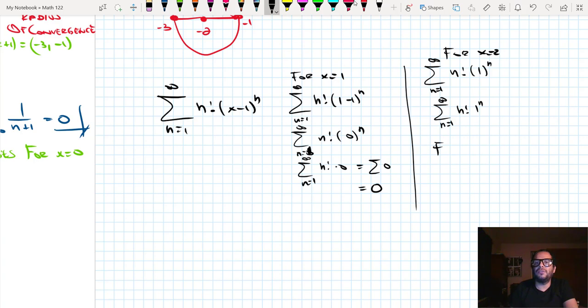Even if you do, what about -1? We're going to have n factorial times (-1 minus 1) to the nth power, n equals 1 to infinity. This will be n factorial times (-2) to the nth power, sigma n equals 1 to infinity. And in this case, notice what it's going to happen.